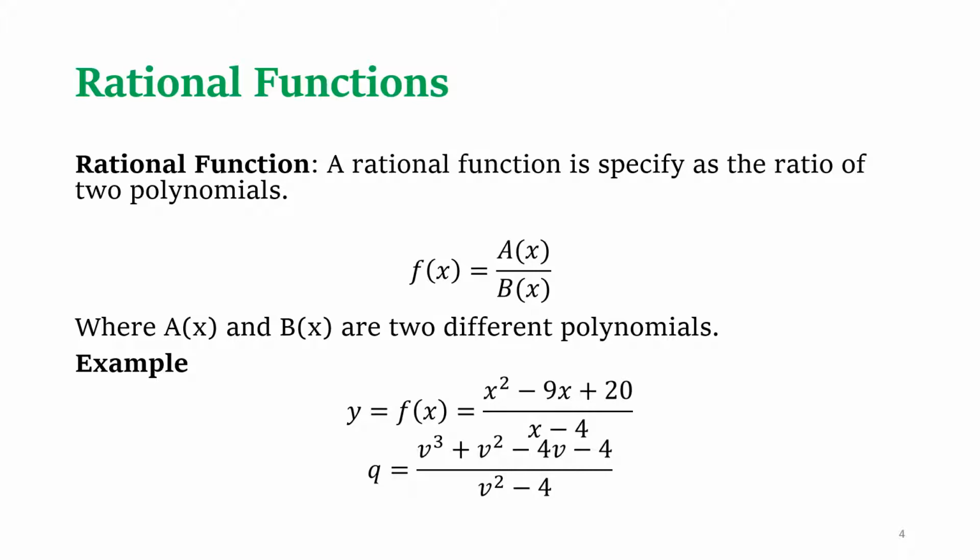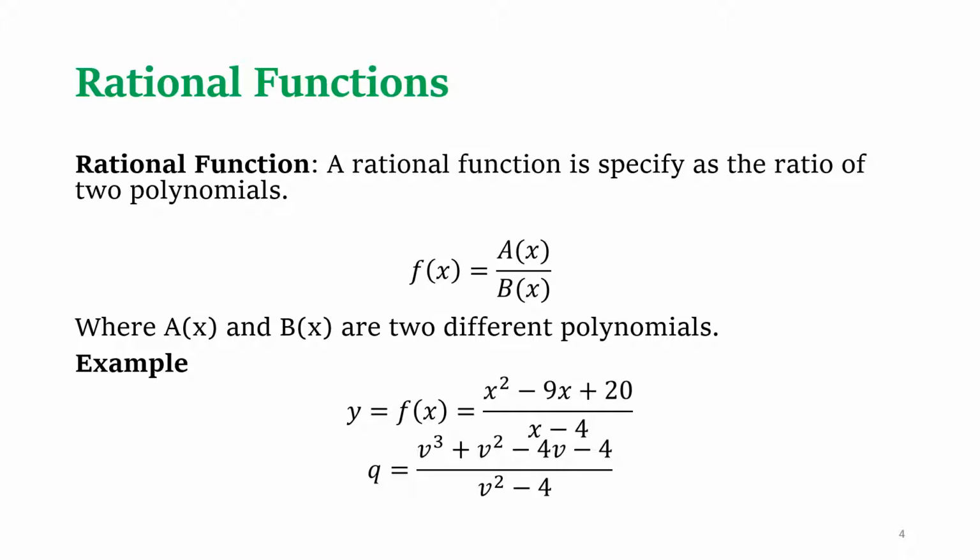Now, we talk about a rational function here. Sometimes you have the ratio of two polynomials, right? So a rational function is just the ratio of two polynomials, which is of the form f of x equals a of x over b of x. Now remember, a of x is a polynomial and then b of x is also a polynomial. So if we take the ratio of these two polynomials, then we have a rational function.